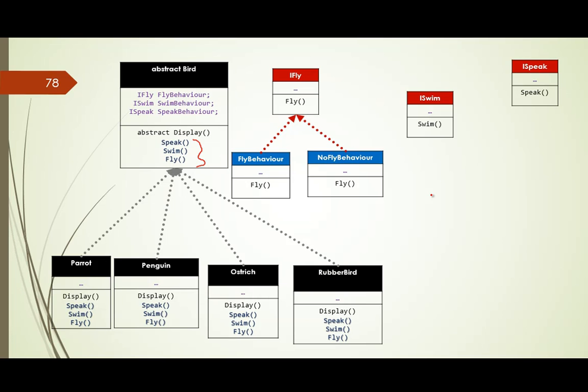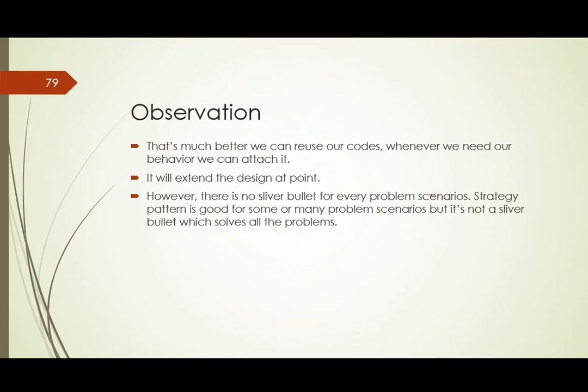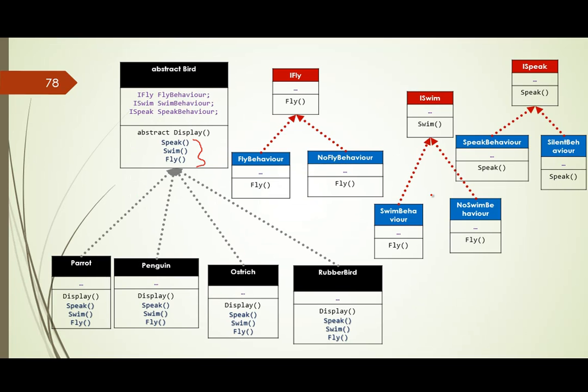So if you have 2 types of fly solution or 10 types, just write the class for that type. So swim, we have swimming behavior, no swimming behavior, and so on. Speak, no speak, or silent behavior, or something like that. So what we're going to do is initialize these behaviors based on our object or based on our requirements. So let's see some of those in coding.